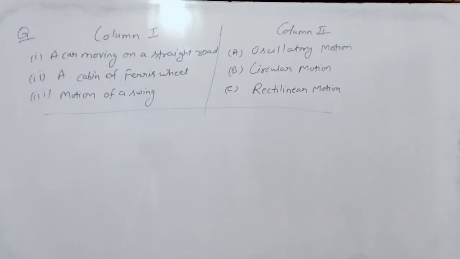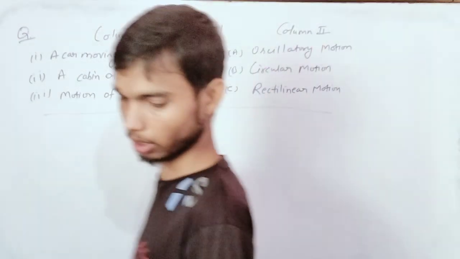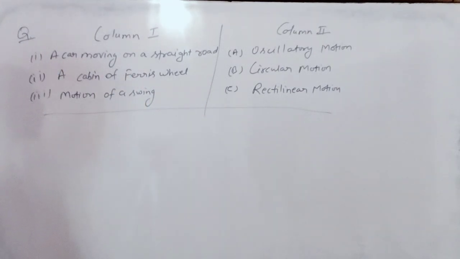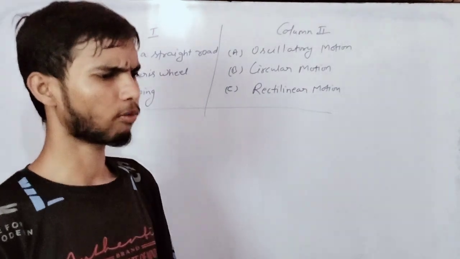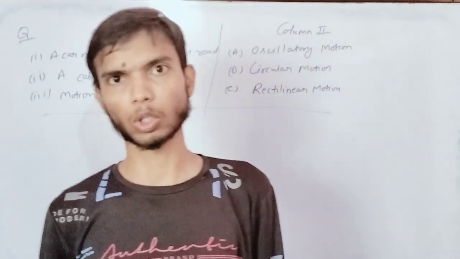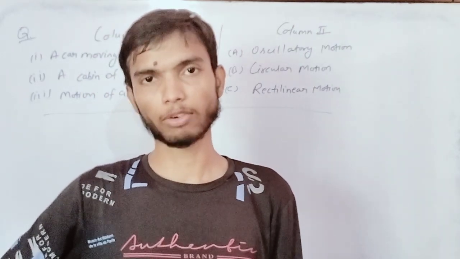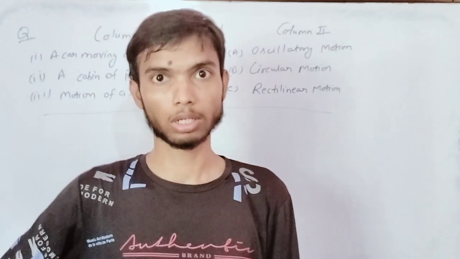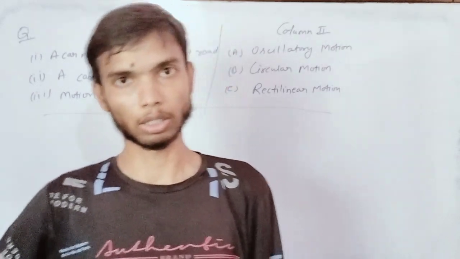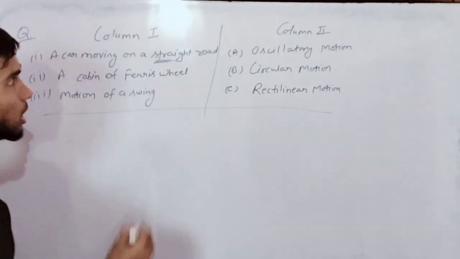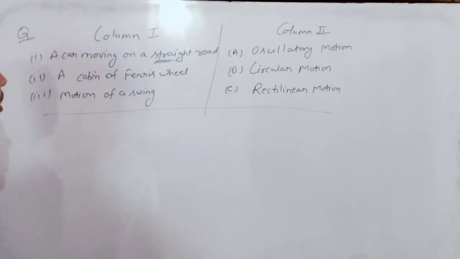Answer would be this. This is column 1 and second is column 2. Here the first is saying a car moving on a straight road. Which type of motion is a car moving on a straight road? You would say it is a rectilinear motion. A car moving on a straight road is a rectilinear motion, because what is coming, what is straight. That's why this object moving on a straight road is rectilinear.